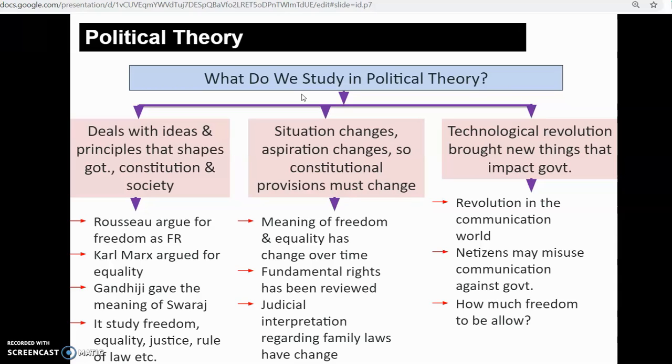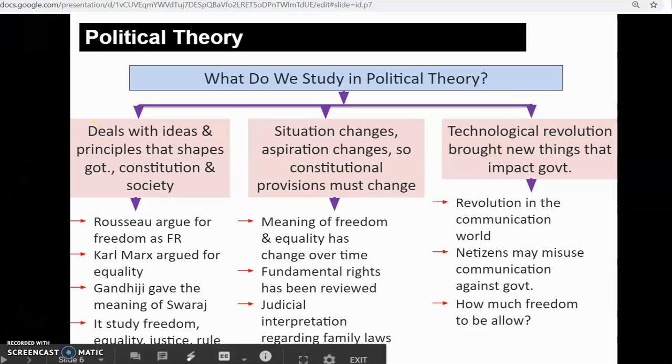Netizens, or the citizens of the internet, can misuse communication against the government. They can run their propaganda against the government. They can become so strong that they possess the capability to overthrow the government, right? Which simply means the government has to take some stricter action in order to find out how much freedom is to be allowed to the citizen, right? So moving toward the next part.